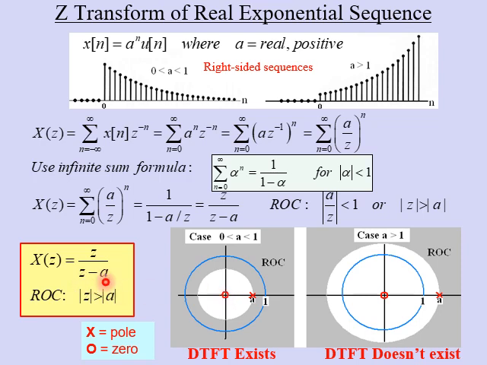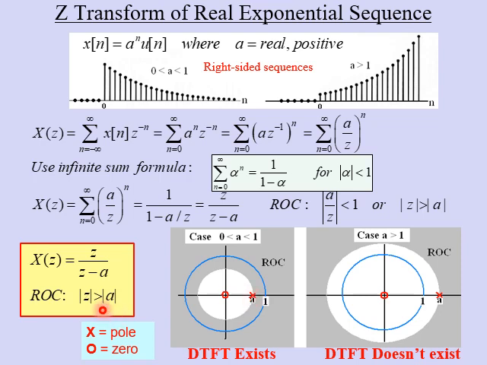We can find the pole very easily by looking at the denominator, setting that to 0. So notice I have a pole at z equals a. So in this first case, let's assume that a was between 0 and 1. So a is going to be somewhere inside the unit circle. Here's the unit circle shown in blue. A is somewhere between 0 and 1, so let's just place it right here.